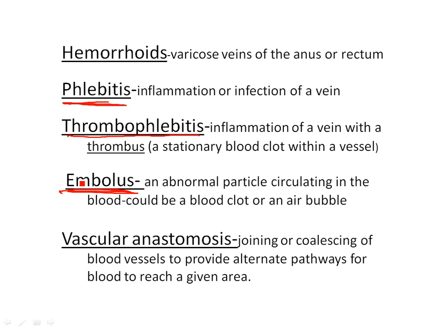You also have what's known as vascular anastomosis, and that's not necessarily a problem, but I just threw it in here at the end. This is where you have joining or coalescing or merging of blood vessels to provide alternate pathways for blood to reach a given area. So you would naturally think that you're going to have lots of anastomoses in like the brain, the kidney, and the heart, because if one area gets blocked off, you want to have some alternate routes for the blood to get around that. So those are common there.